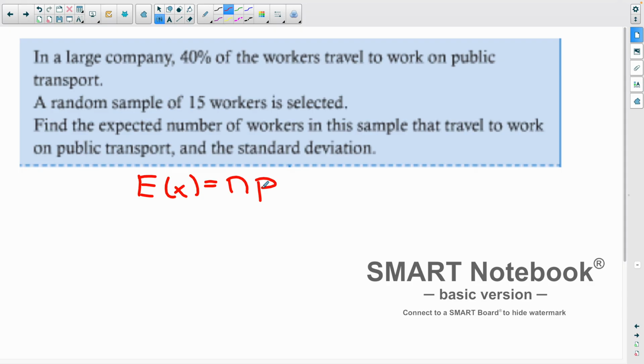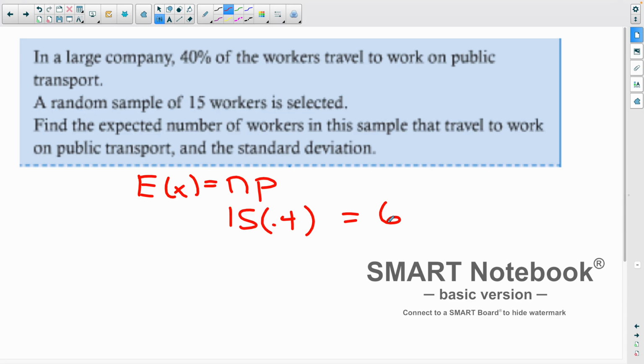Do you have n? Yes, what is N? 15. Do you have P? It is 0.4. You can do 40 over 100 if you like. That's 40%. That's fine. All right, so if I multiply that out, that gives me 6. Is that what you got? All right, so that is 6. So if I pull a random sample of 15 people, I would expect 6 of them take public transportation, subway, bus, something like that, to work.